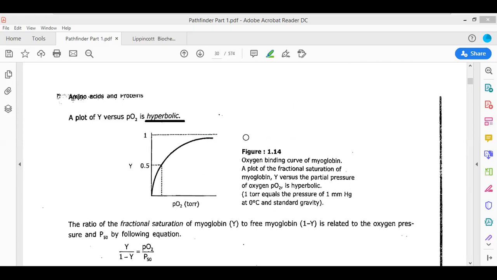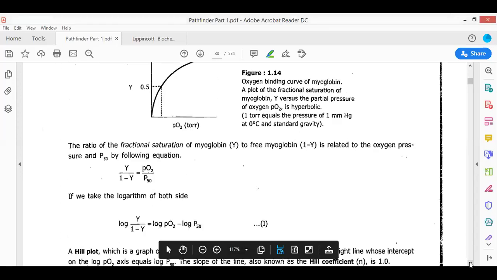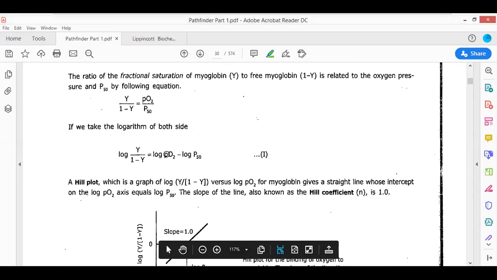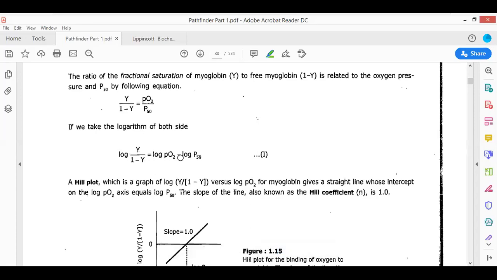Scientists thought, why not take a logarithmic curve? So they took log on both sides. What they found is that log y divided by 1 minus y equals log PO2 minus log P 50%.